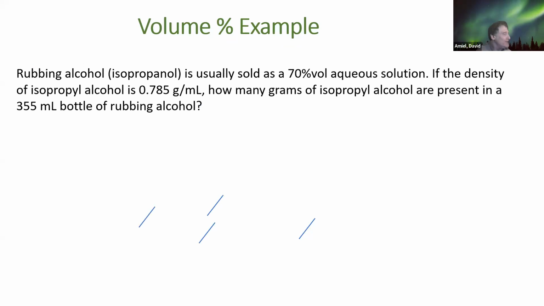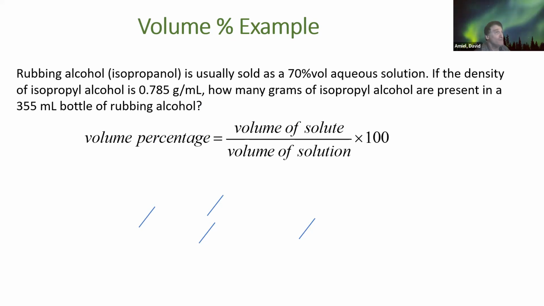Here's a volume percentage example. So the first thing when using these different units of concentration is you write the formula, and then you unpack it by chunking it out, figuring out what the volume of the solute is, the volume of the solution is, what information you're given, and so forth. Rubbing alcohol is 70% by volume. If the density is given, how many grams of alcohol are present in a 355 milliliter bottle of rubbing alcohol?